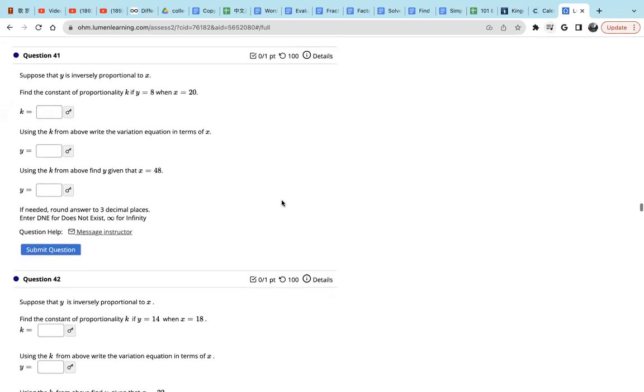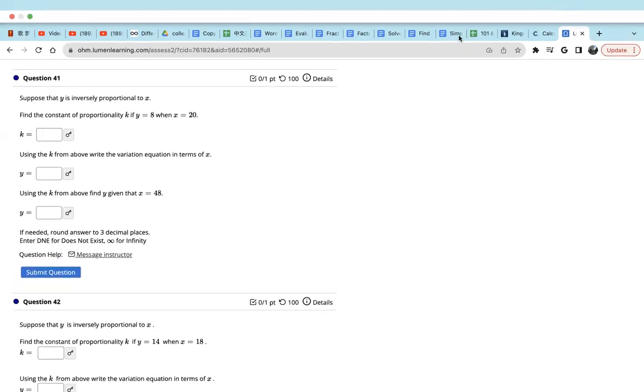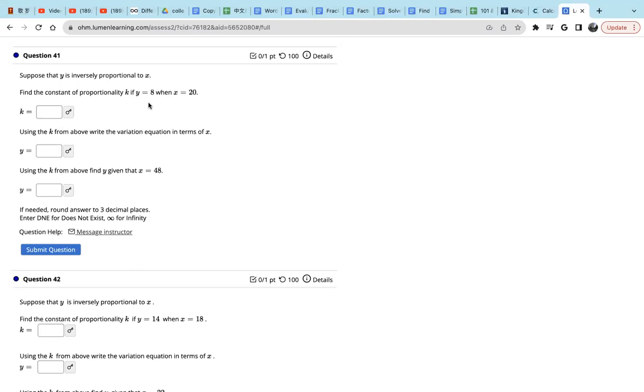Let's see 41. Is inverse proportion. So inverse proportion, we use the formula y equals k divided by x. Okay. So this is saying when y is 8, I'm going to change my color. When y is 8, x is 20.